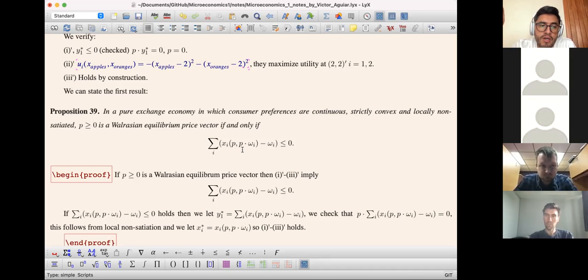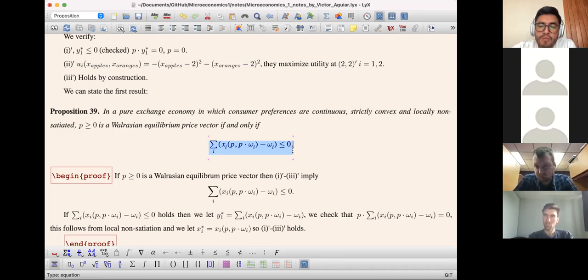So in other words, in this setup, we are going to show that if this condition holds in the aggregate, which is called the excess demand, so if excess demand is less than or equal to 0, then this constitutes the price at which this happens. This constitutes our Walrasian equilibrium. Okay. So this equation essentially captures the whole Walrasian equilibrium for this special case of pure exchange.